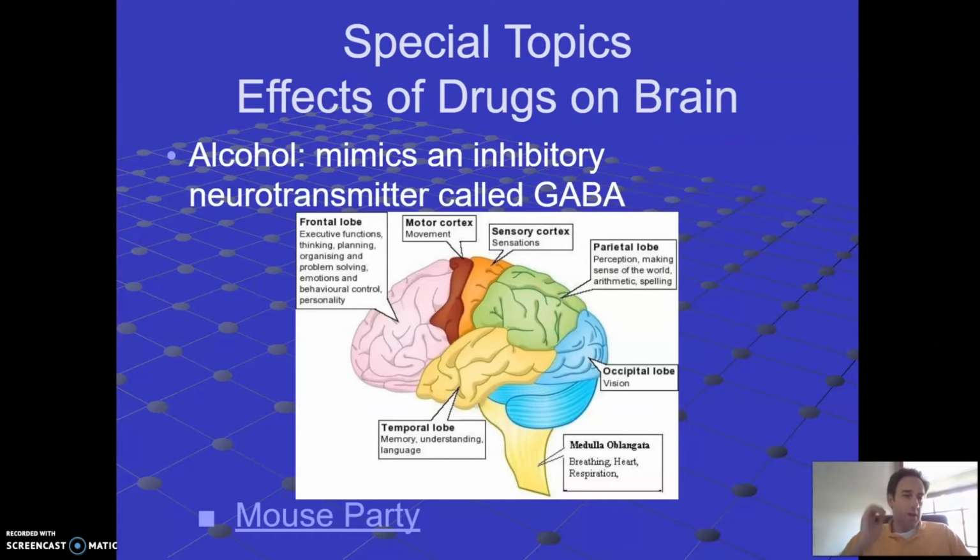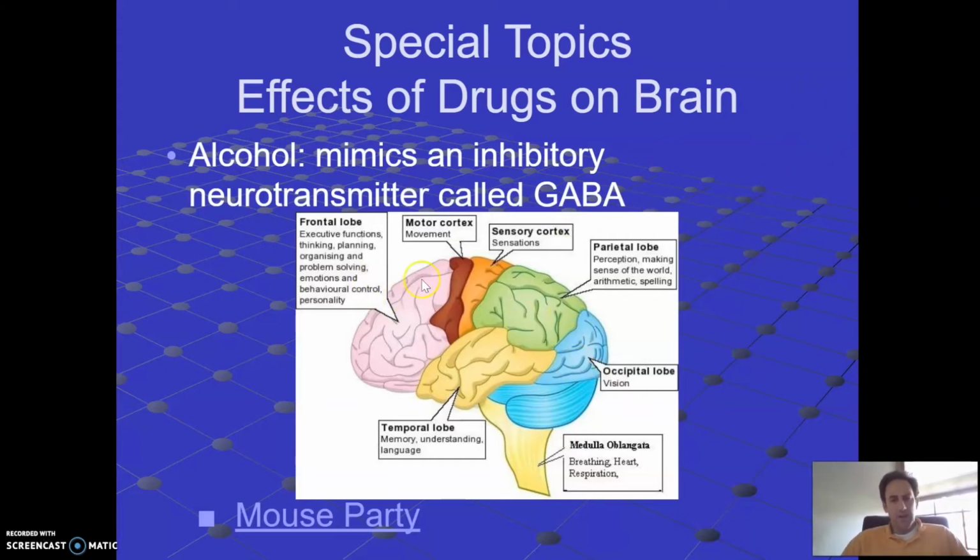What alcohol does is it can mimic, and again, this is just the effect on the brain, but it mimics the effect of an inhibitory neurotransmitter called GABA. So GABA's job is to kind of slow things down, to tone it down. And so if you think about the effects that alcohol has on the body, this kind of makes sense.